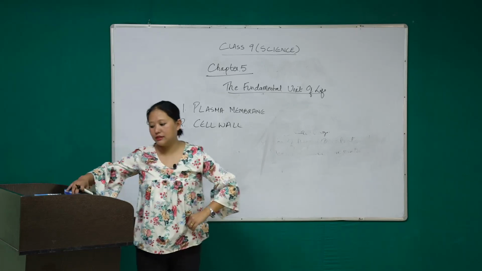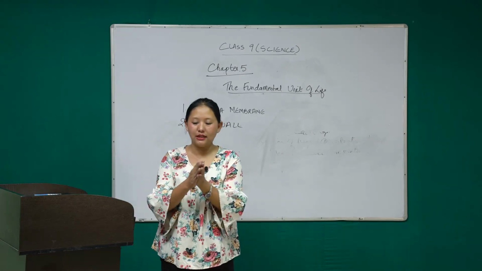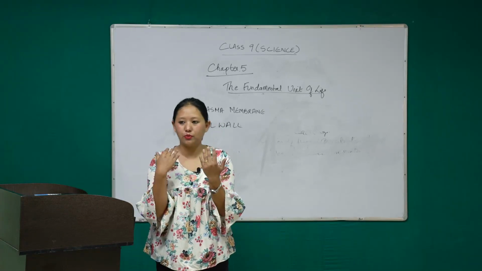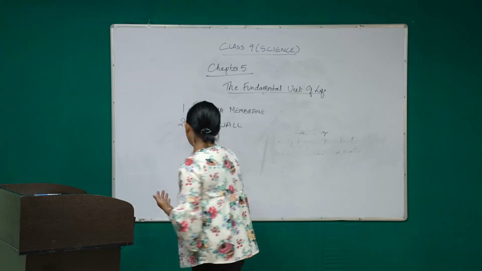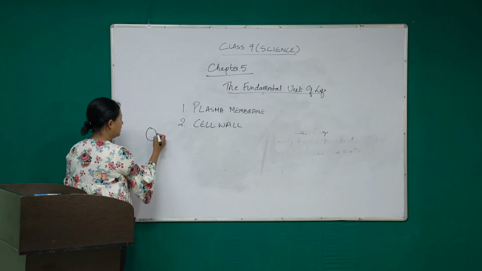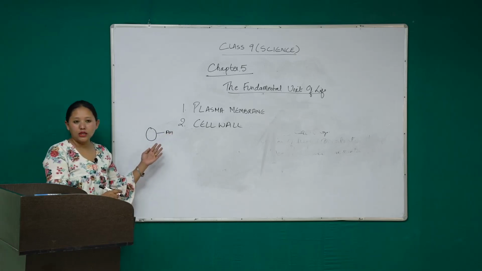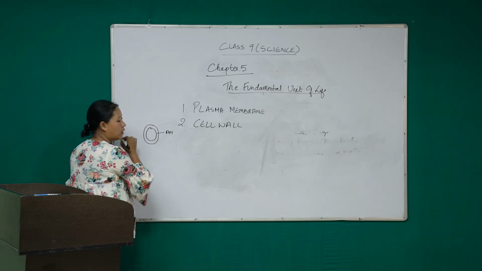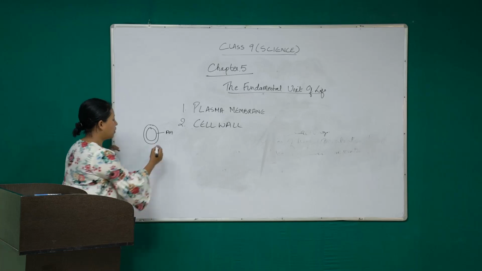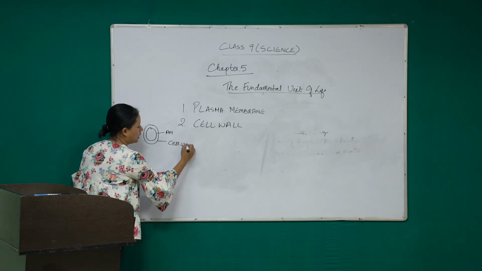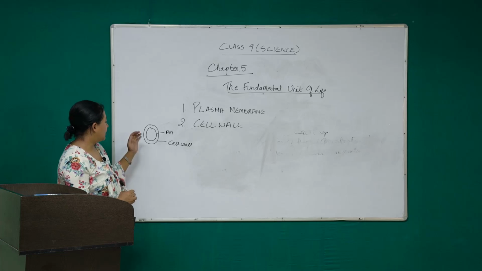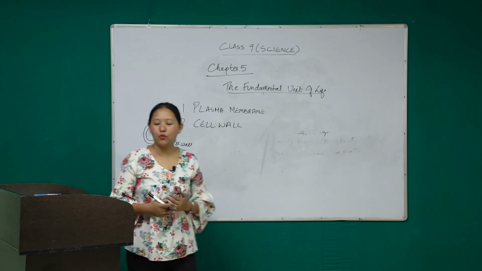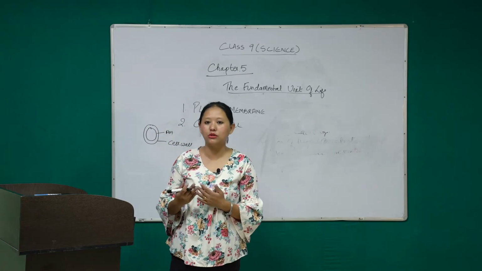In plant cells, there is an additional rigid covering, an additional protection, outside the plasma membrane. As I have said, this is a cell, and this is the plasma membrane. In a plant cell, outside the plasma membrane, we again have one outer additional rigid covering, which we call the cell wall. So why do plants have an additional covering, whereas animals do not have an additional outer rigid covering?